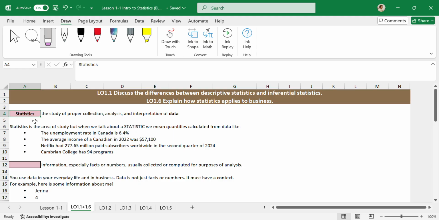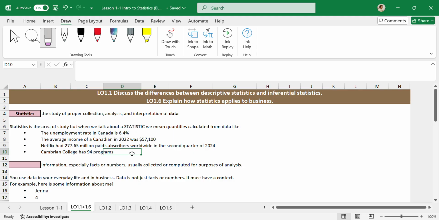Currently, Cambrian College has 94 programs. The 277.65 million people and the 94 programs are a count of a number of something, and those are also statistics. So we have a couple of examples here: the percent, the dollar amount, or just a number of people or number of programs. They're all different numbers from data that are a statistic.